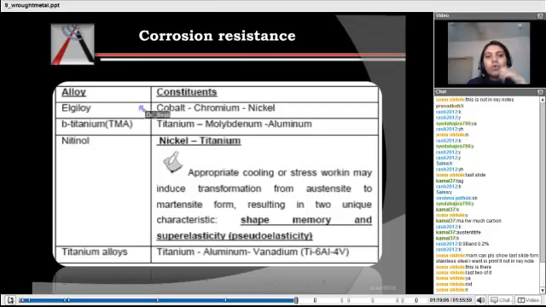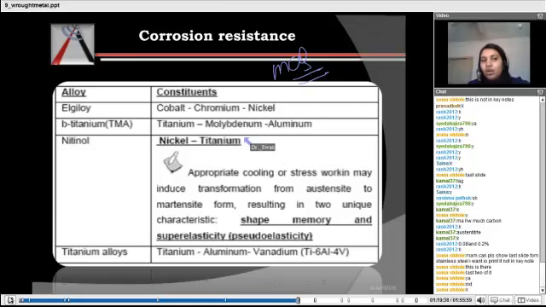Okay, now when we talk about the various compositions, look at this, we have various alloys and the corrosion resistance over there. This is just for information, but you have to remember it. You get MCQs directly on that. What is Elgiloy? It is a cobalt, chromium and nickel alloy. What is beta titanium? It is titanium, molybdenum and aluminium alloys. This composition is important for some of them.